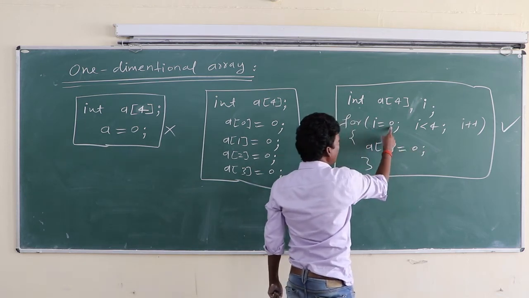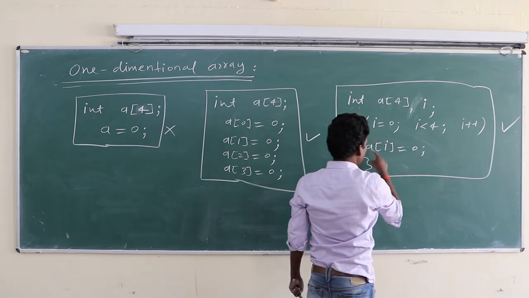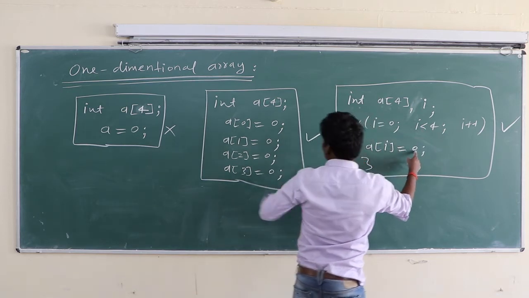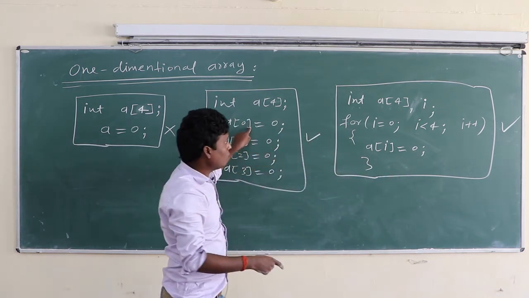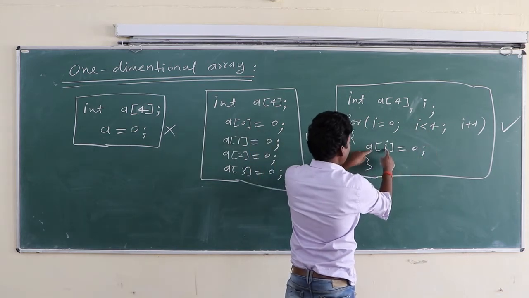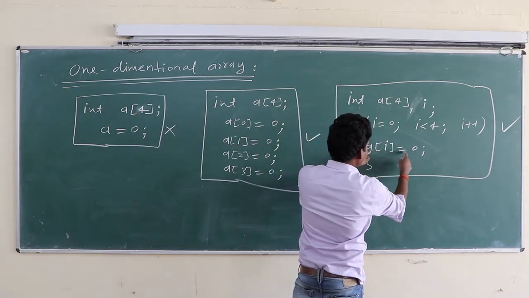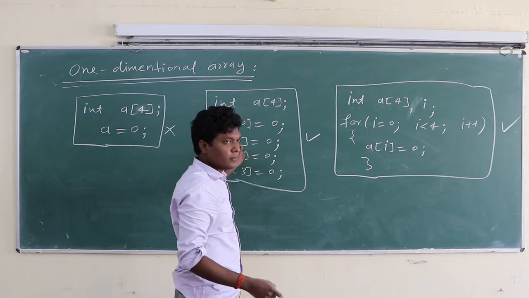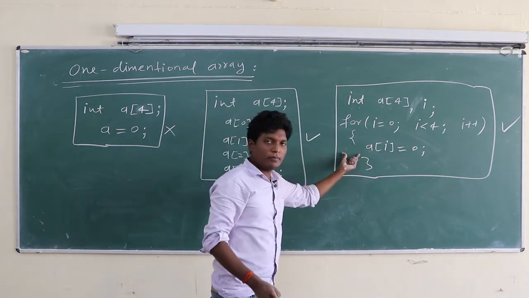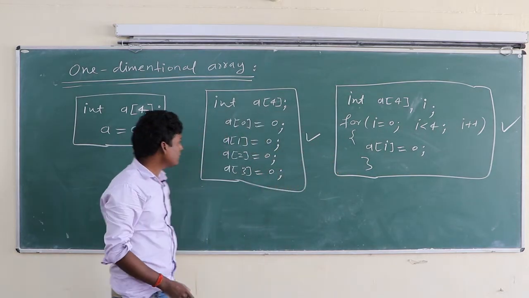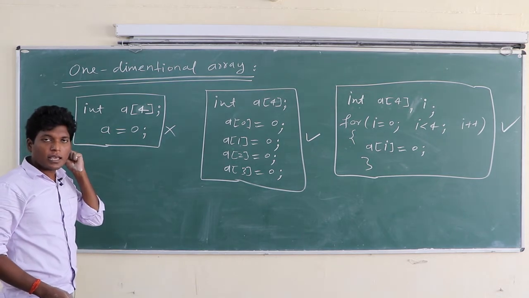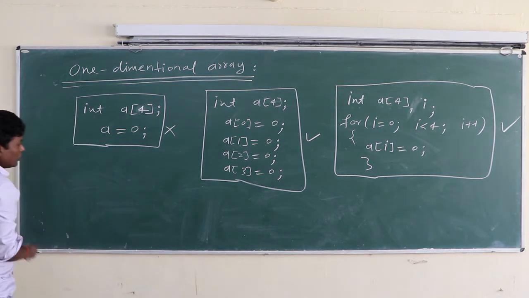Here class, first time i is 0, 0 is less than 4, yes, so a[0] equal to 0. When i becomes 1, 1 is less than 4, yes, now I have 1, so a[1] equal to 0. So both are the same thing, both are correct. This is more convenient, the more simplified version, and this assignment is wrong.